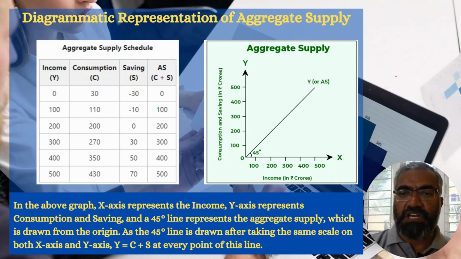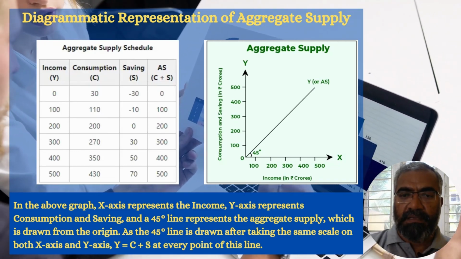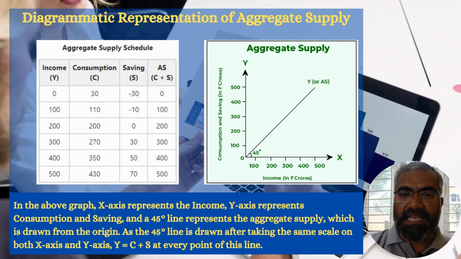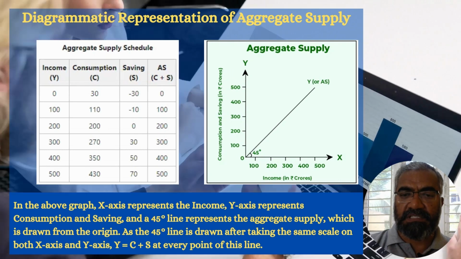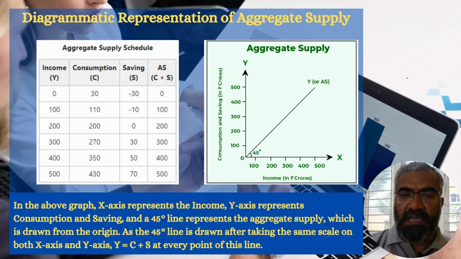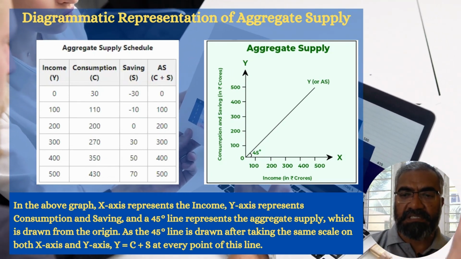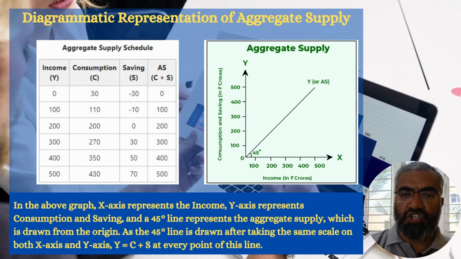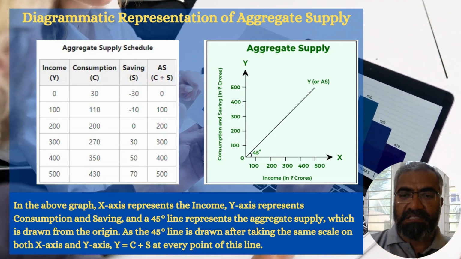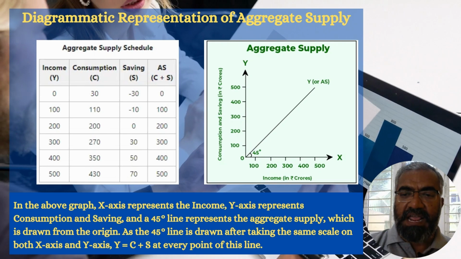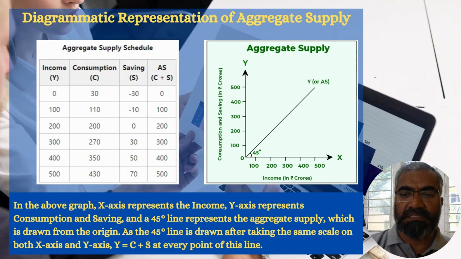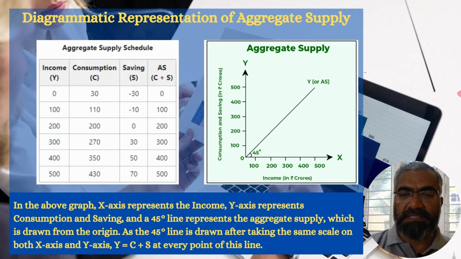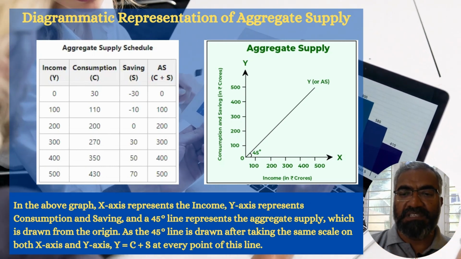Diagrammatic representation of aggregate supply. In the above graph, x-axis represents the income, y-axis represents consumption and saving, and a 45-degree line represents the aggregate supply, which is drawn from the origin. As the 45-degree line is drawn after taking the same scale on both x-axis and y-axis, Y = C + S at every point of this line.